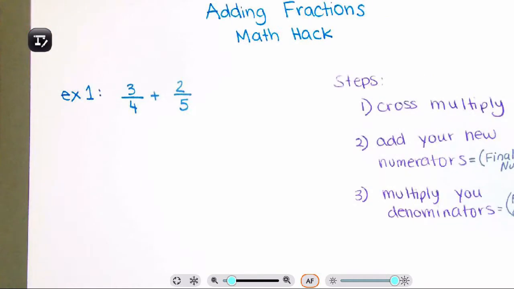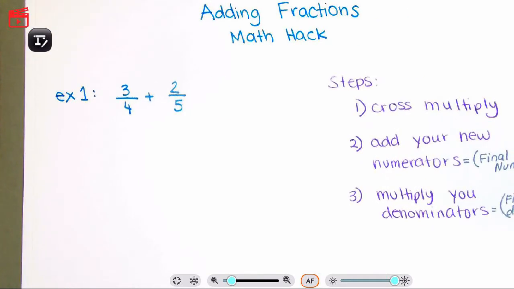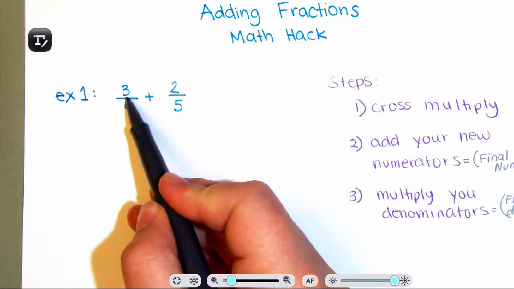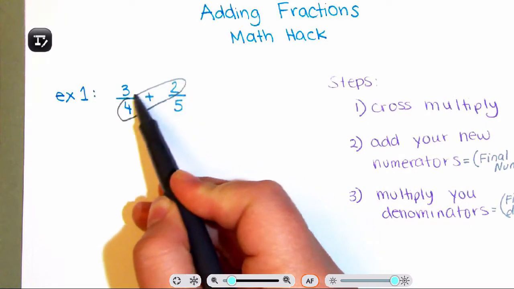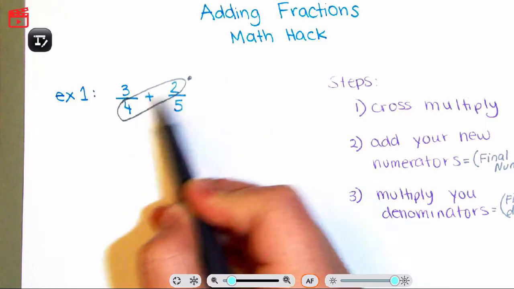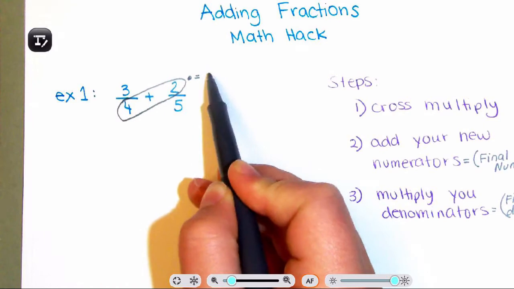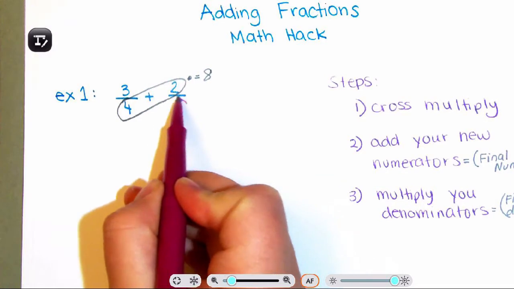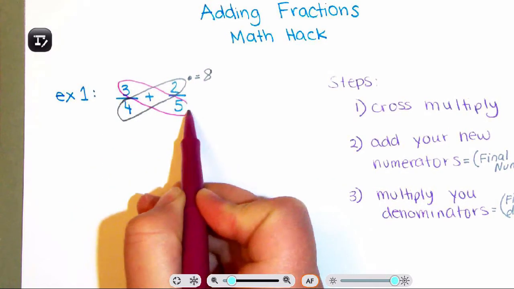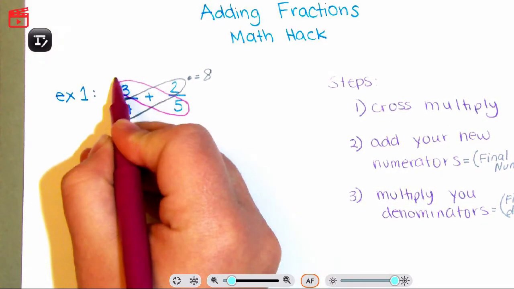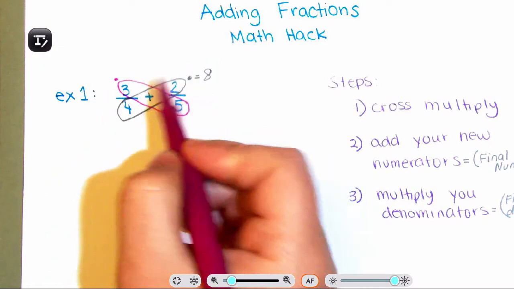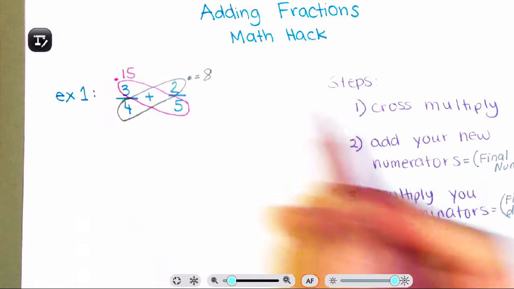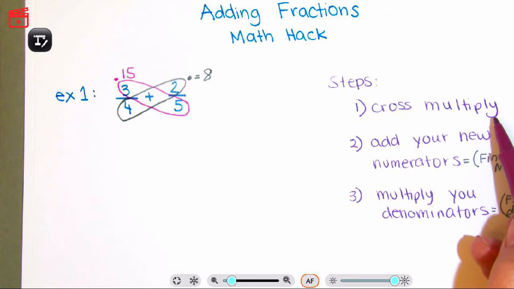So the first step is we're going to cross multiply. I'm going to take my 4 and my 2, and I'm going to multiply, and I'm going to write what that is. So 4 times 2 is 8. I'm going to take my other 5 and 3 and multiply that. So I have 5 times 3, that's 15. So step number 1 is cross multiply.